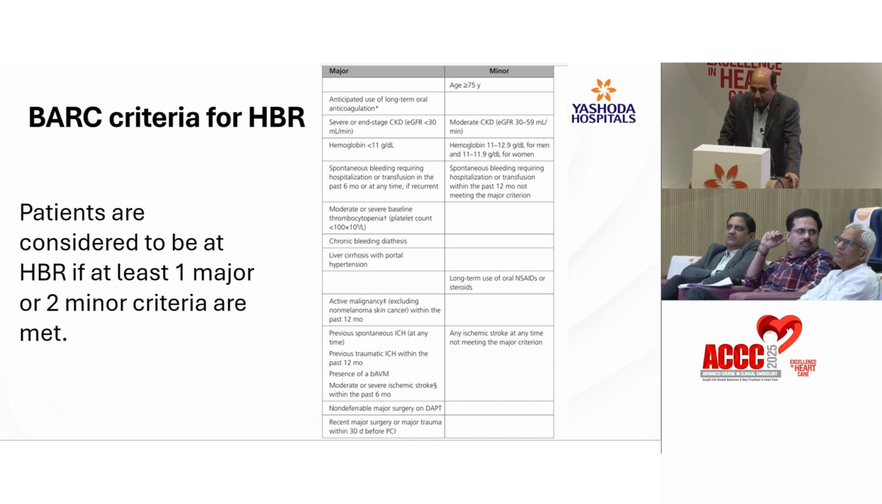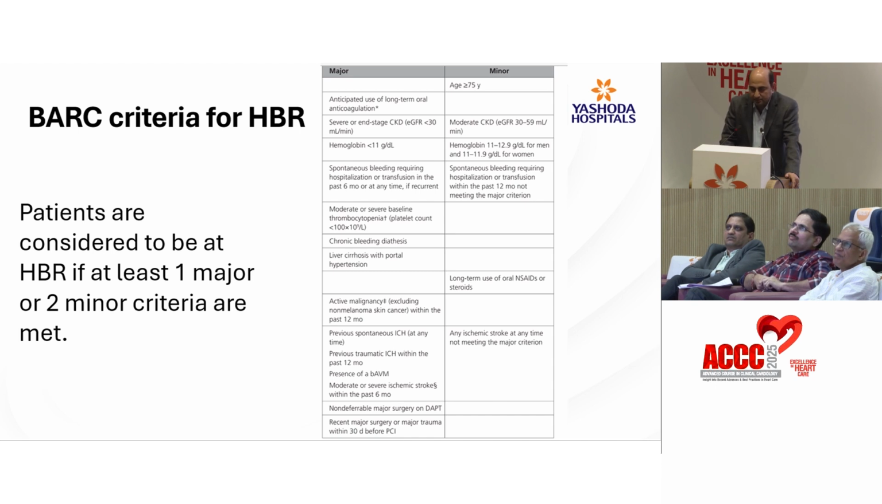So anybody who has anemia less than 11, he is to be considered as a high bleeding risk. If his hemoglobin is 11 to 13 in male or 11 to 12 in female, it is a minor criteria. So many times we see patients coming with a hemoglobin 9, 8 or 10 also. We just don't bother about it, but mind it, this patient is in a HBR category. Other criteria is always there.